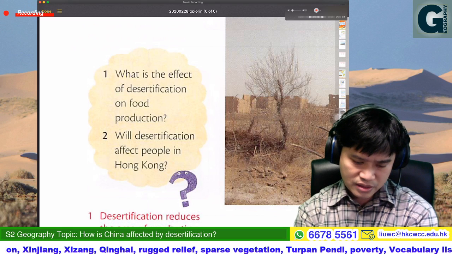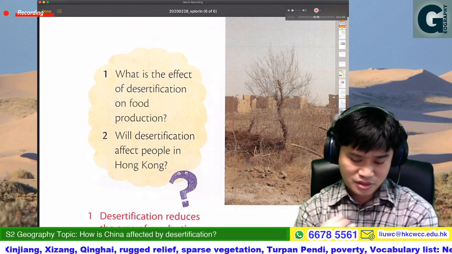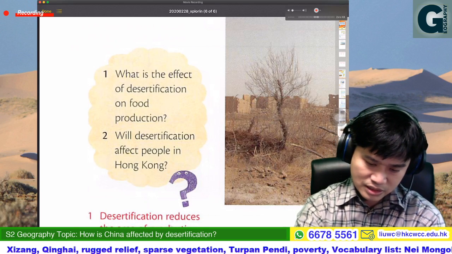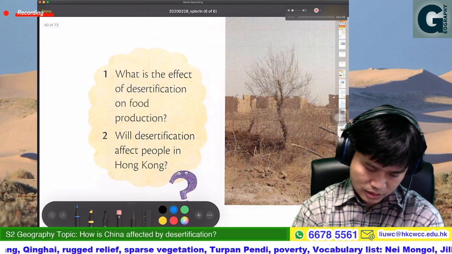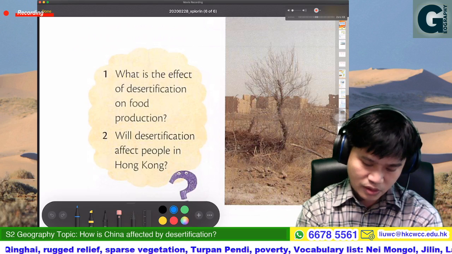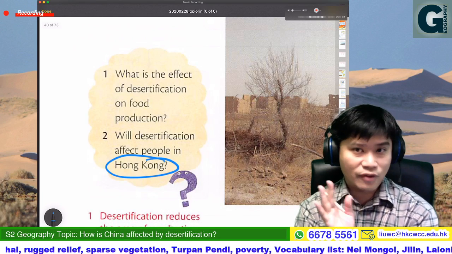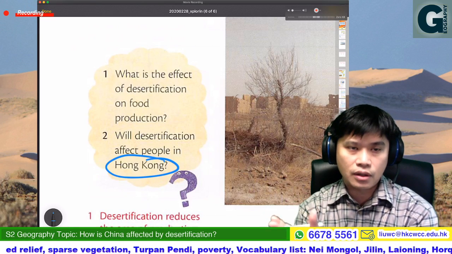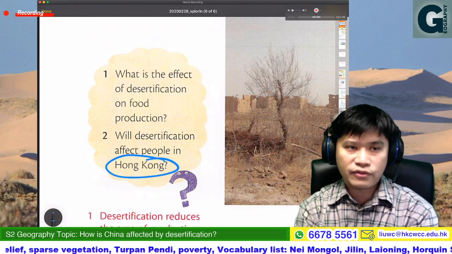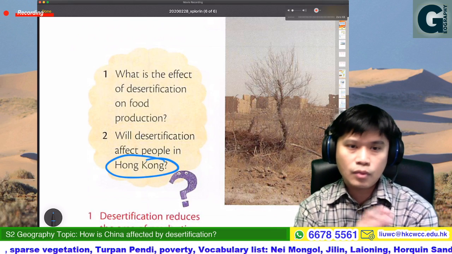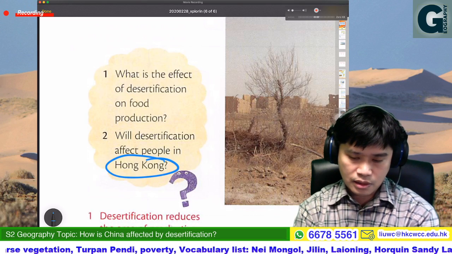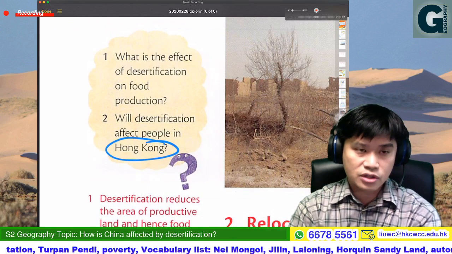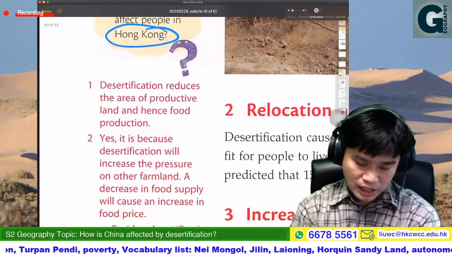What is the effect of desertification on food production? That would be easy. So desertification that may reduce the food production. But I'd like to discuss this with you. Okay. Will desertification affect people in Hong Kong? Actually, we have discussed this issue before during the lesson. I would say desertification will sure affect the people in Hong Kong. It will not just affect the residents in mainland China. It is because the impact of desertification it could be quite large.